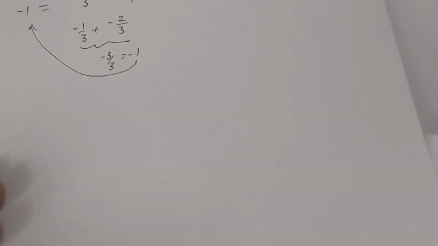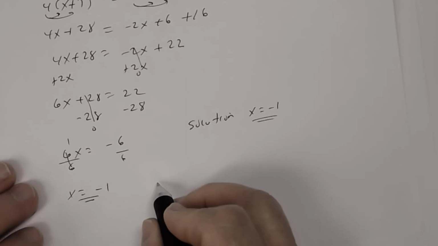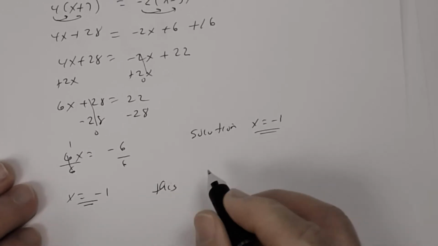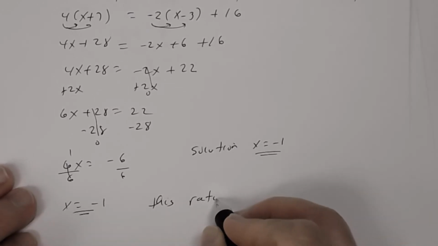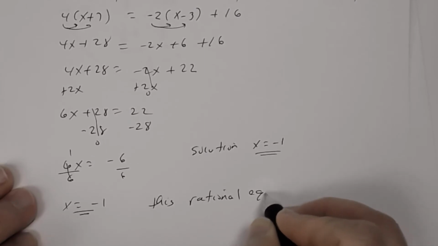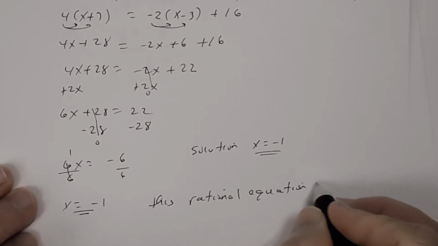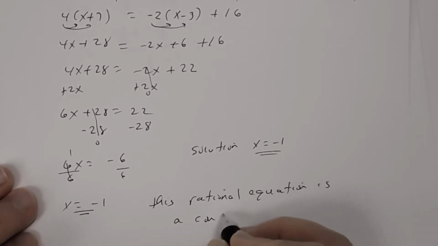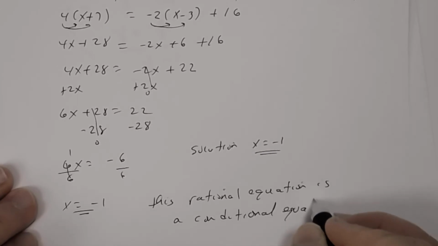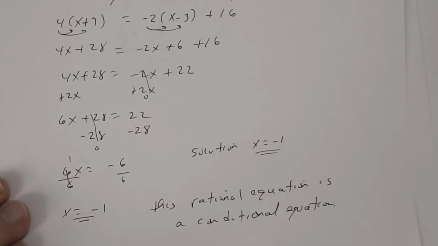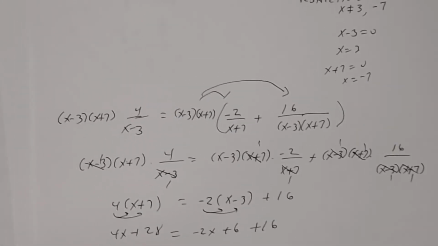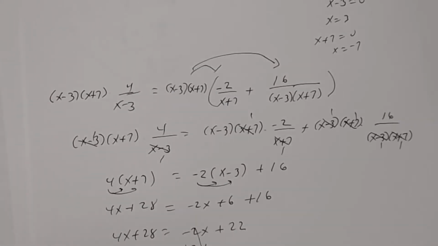So this is a conditional equation. I'm going to go ahead and write that here. This rational equation is a conditional equation. Okay? All right, so that was number 2. All right, let's look at number 3. So number 3, we have this.